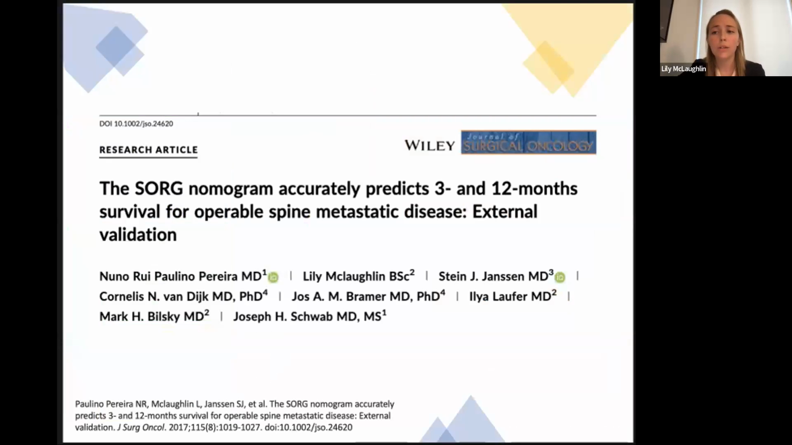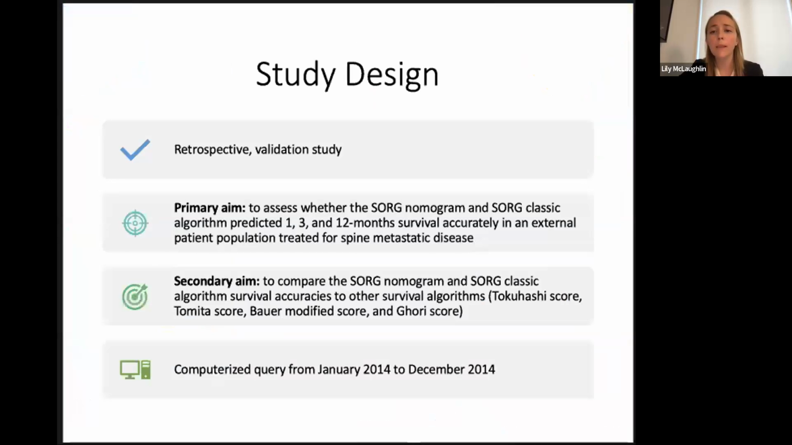So to help us start to answer that question, I'd like to share with you this paper that I worked on during my time at Memorial Sloan Kettering Cancer Center. It was a retrospective validation study with the primary aim being to assess whether the nomogram and classic algorithm, which were both created by the Spinal Oncology Research Group, known as SORG, out of Mass Gen, accurately predicted 1, 3, and 12-month survival in patients with metastatic spinal tumors.